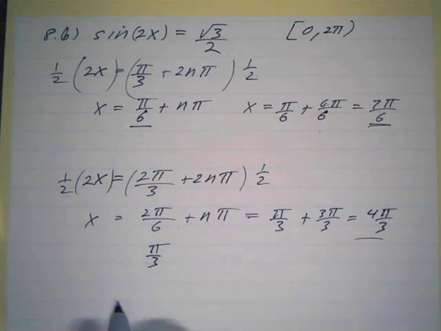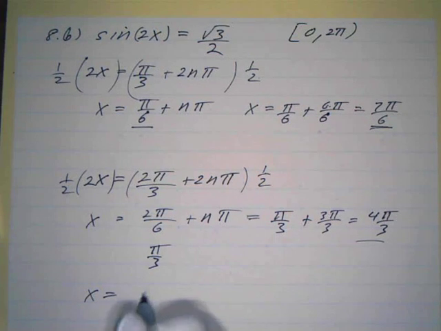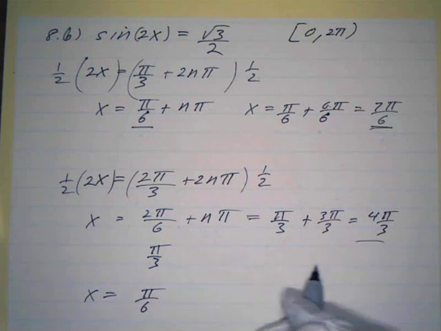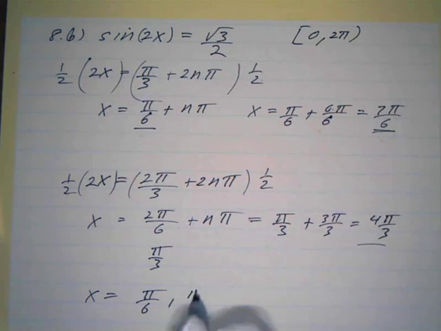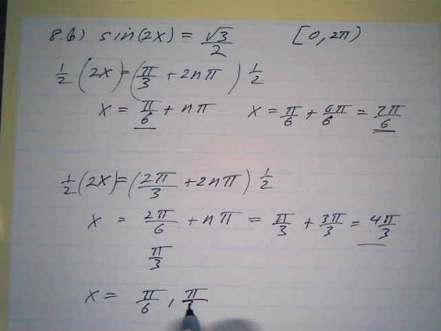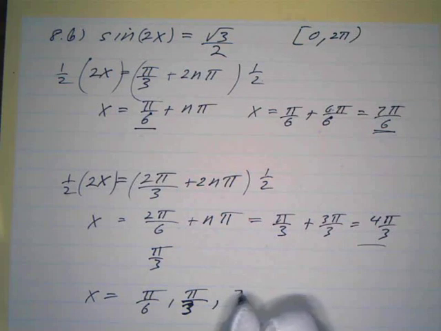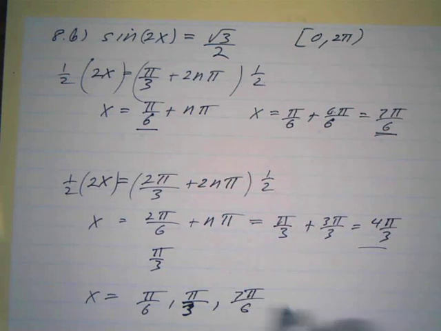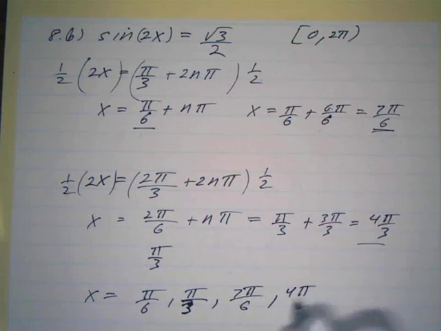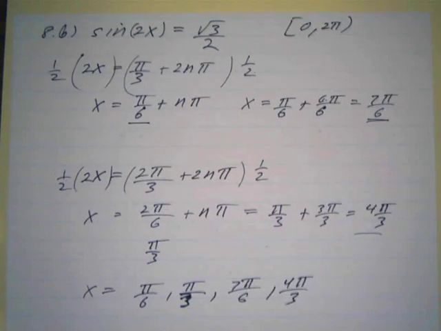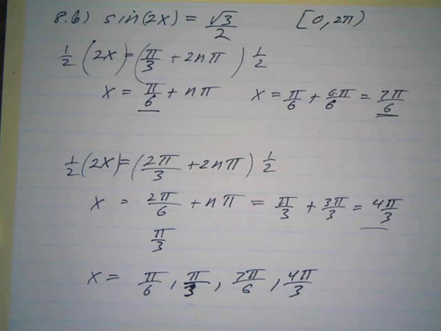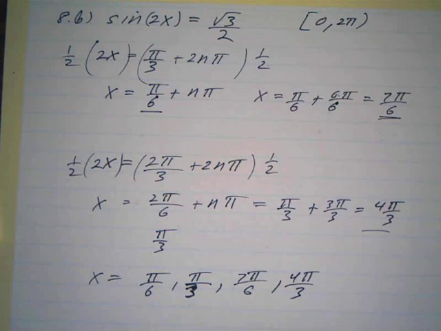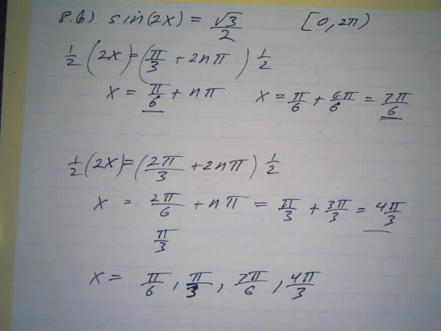So these are your four roots. X equals pi over 6, pi over 3, and then 7 pi over 6, and 4 pi over 3. Those are your four roots off of that. So those double angles are kind of tough because we have twice as many roots. Okay, hope that makes sense. And good luck tomorrow.